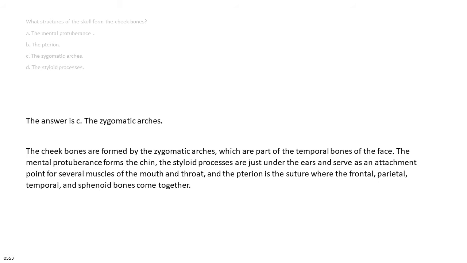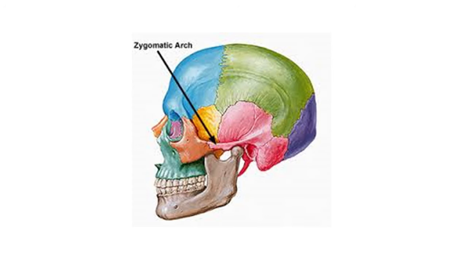The answer is C. The zygomatic arches. The cheekbones are formed by the zygomatic arches, which are part of the temporal bones of the face. The mental protuberance forms the chin, the styloid processes are just under the ears and serve as an attachment point for several muscles of the mouth and throat, and the pterion is the suture where the frontal, parietal, temporal, and sphenoid bones come together.